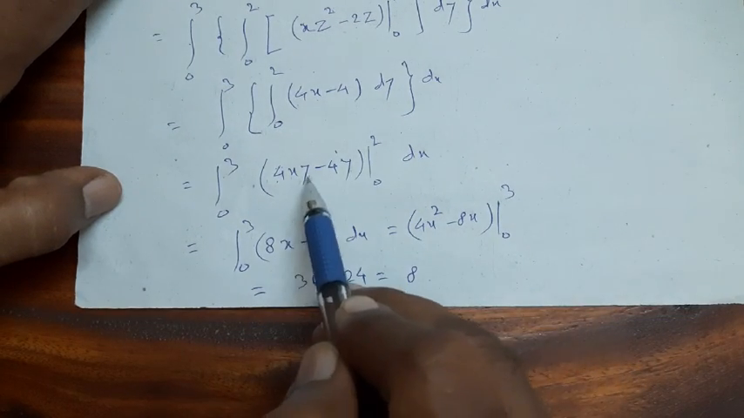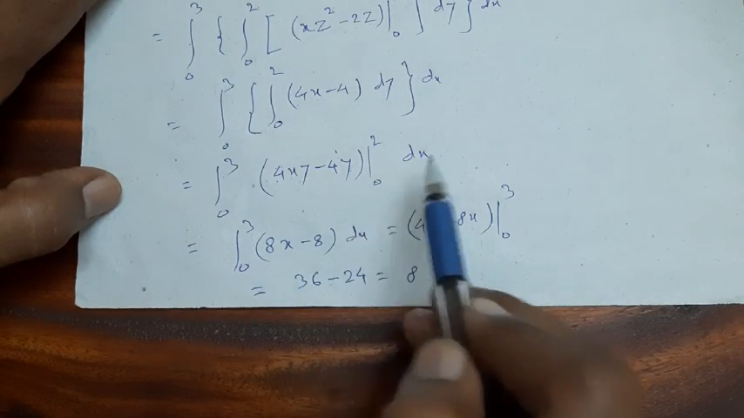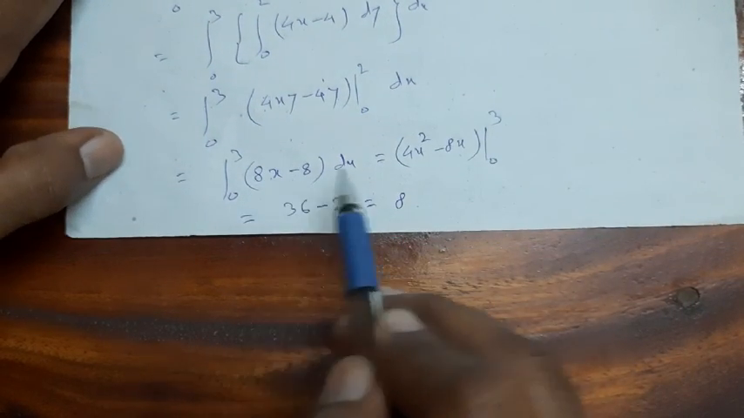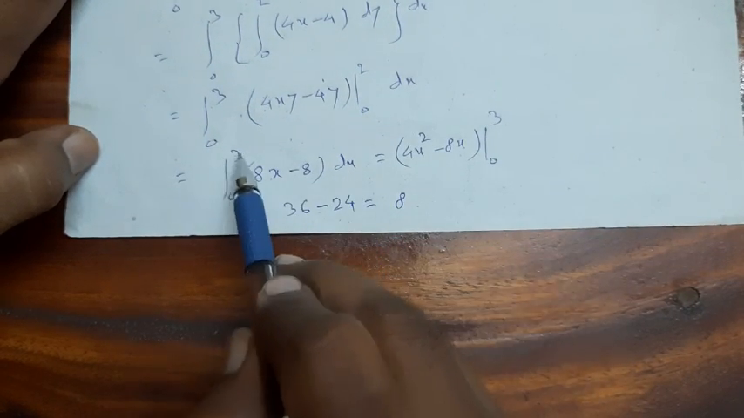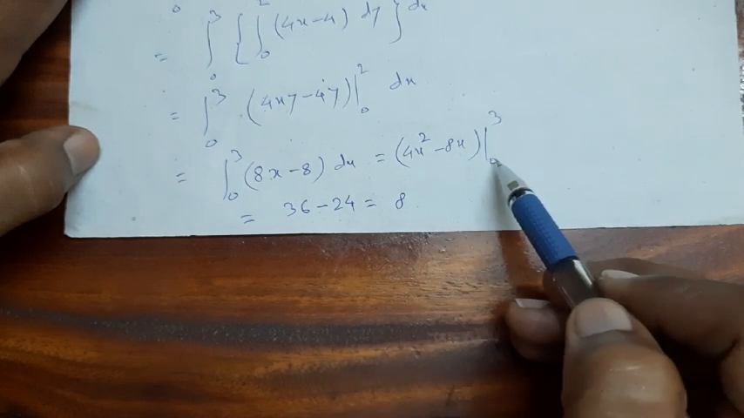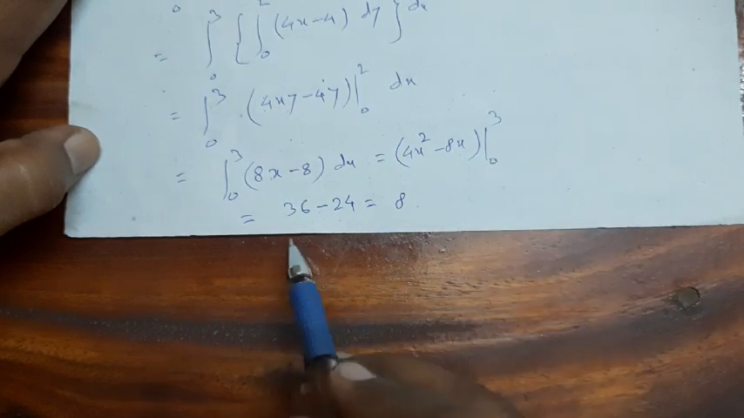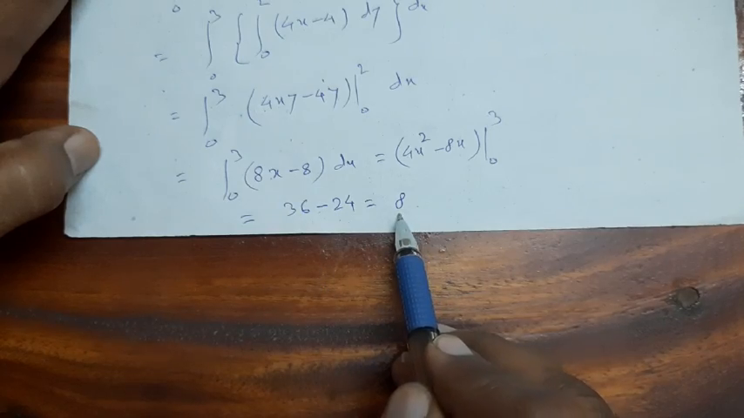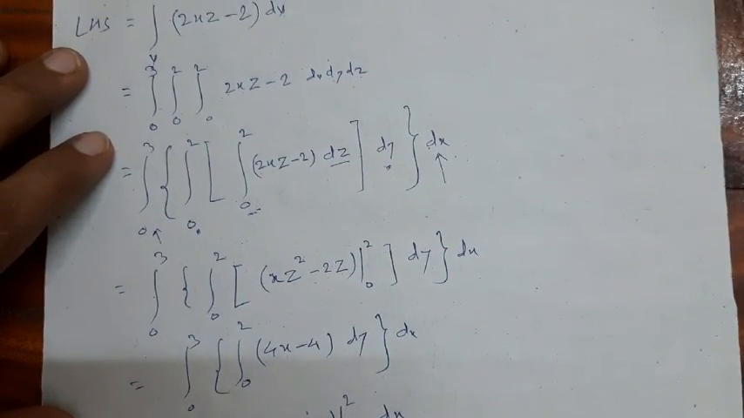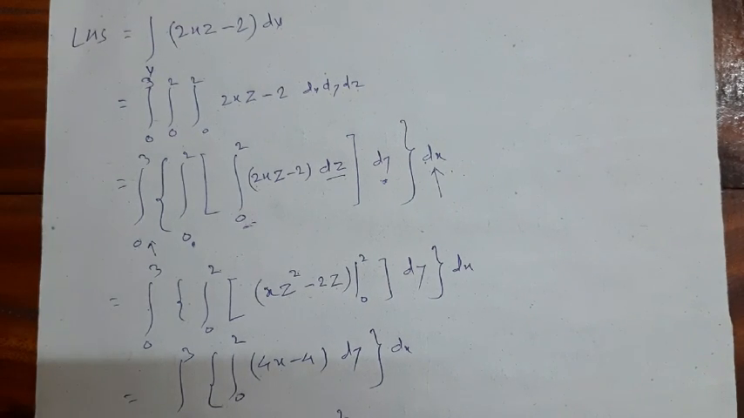Therefore, if I substitute y equal to 2, there is no need of substitution of 0, that will be 0. Then it will be 8x minus 4. Then I will have to integrate over x from 0 to 3. And the integration will be 4x square minus 8x. If I substitute the lower limit and upper limit, then that is equal to 8. Therefore, the left hand side of this fundamental theorem for divergence is 8.